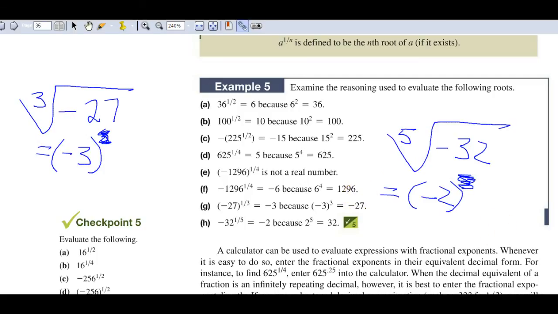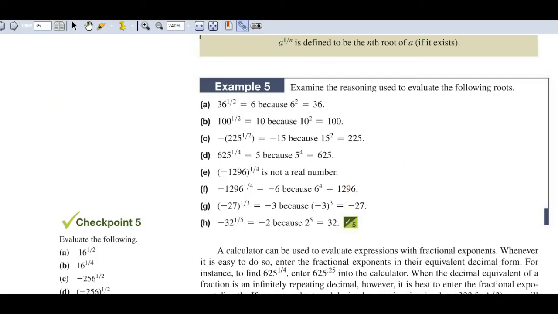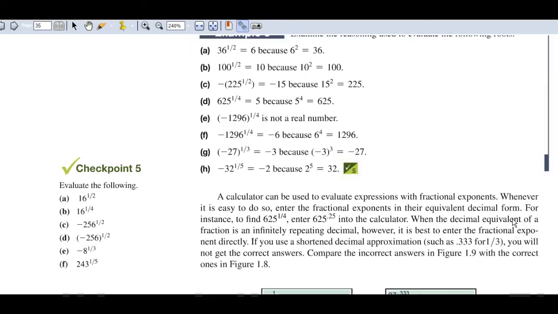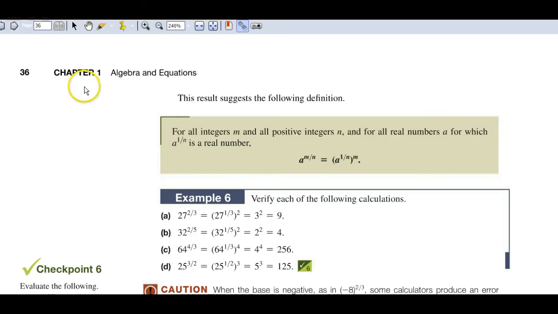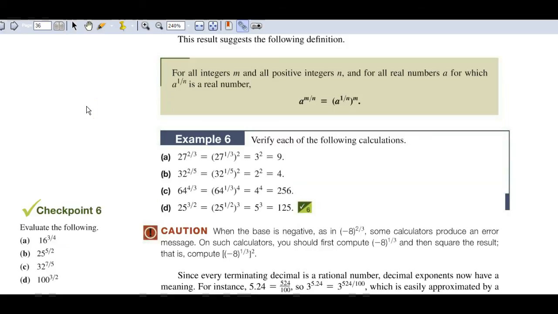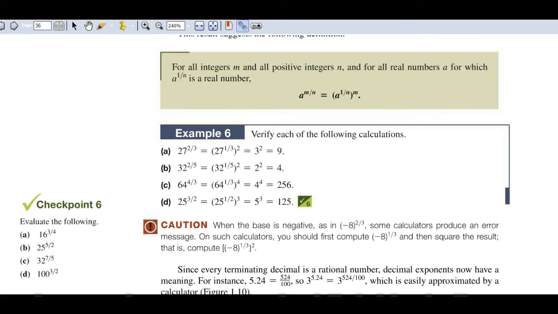Okay. Some background here. And it's just showing us that this will work. Okay. Let's see what they want us to do here.